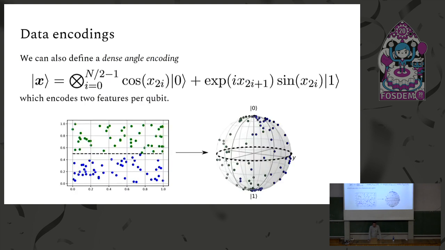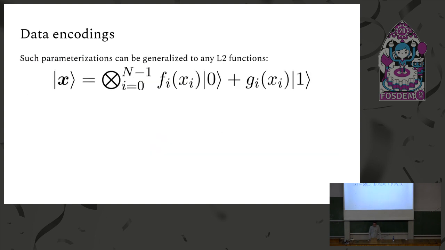And when you think about it, you can get creative with how you do this representation. So this is the example of the dense angle encoding that we used in the example earlier. So here we still have cosine and sine, but you could also add this exponential term, and you can pack two features into one qubit. So that's why we call this the dense angle encoding. And this is the same image that we saw earlier. And if you really think about it, you can generalize this to any L2 normalizable functions. So we don't have to use cosine or sine. There's nothing really special about that, other than it's one of the standard representations of a qubit.